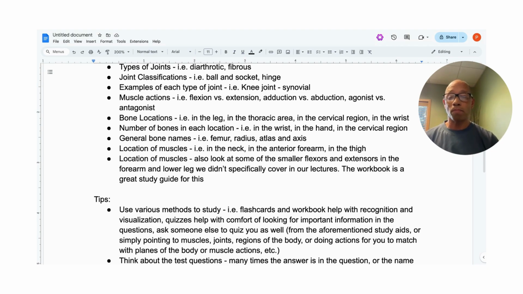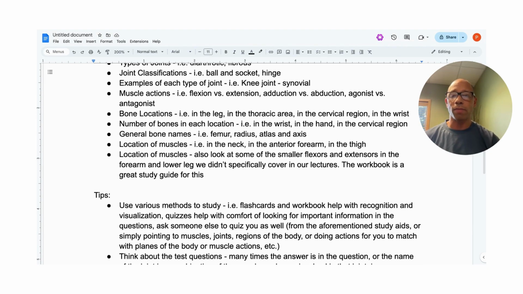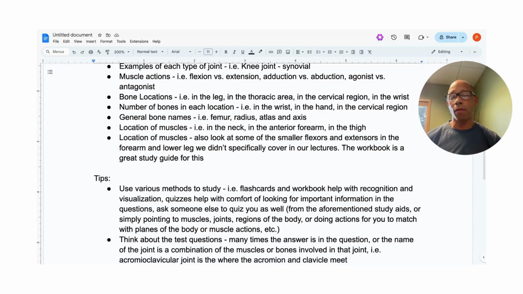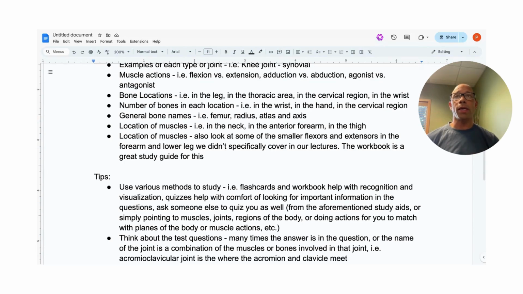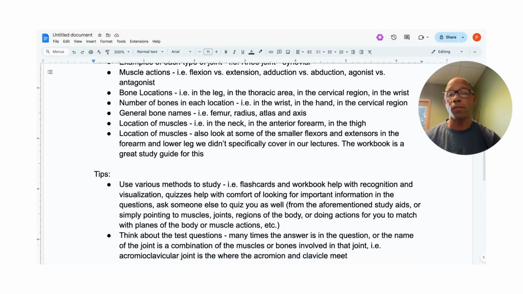So that's going to be one of the tips as well, is just to break down the names of things. We didn't specifically cover all of those bones, but if you go in the workbook and do some of the workbook activities where you're matching bones and muscles and filling in the blanks, that'll help create a good visual in your mind for these bones and muscles.